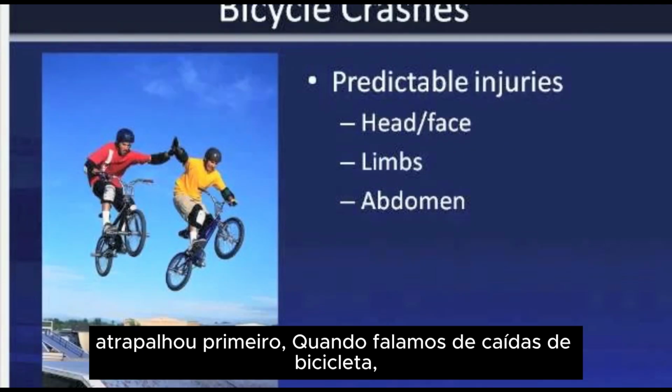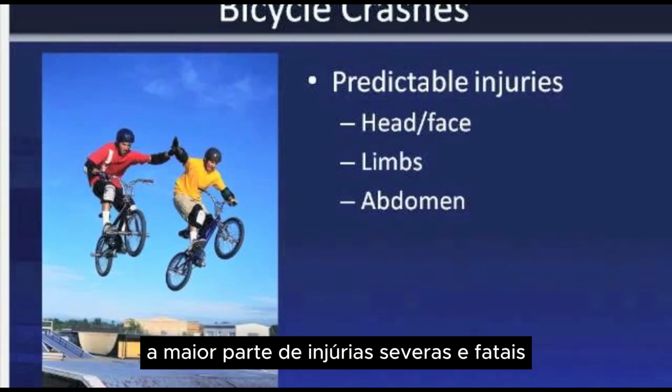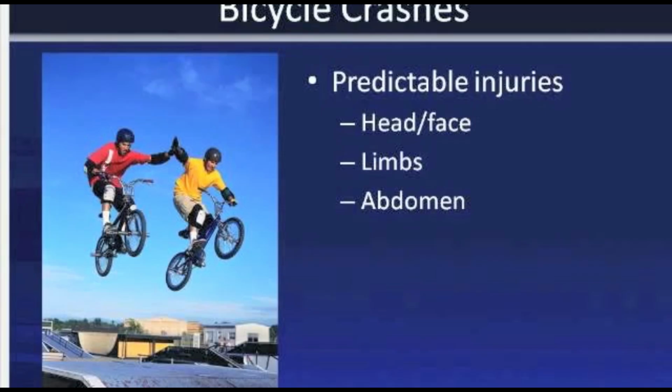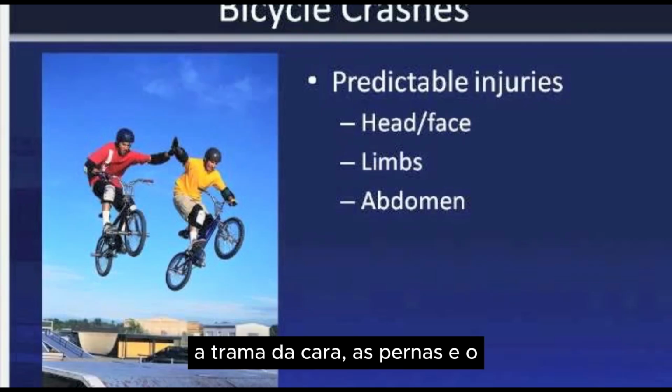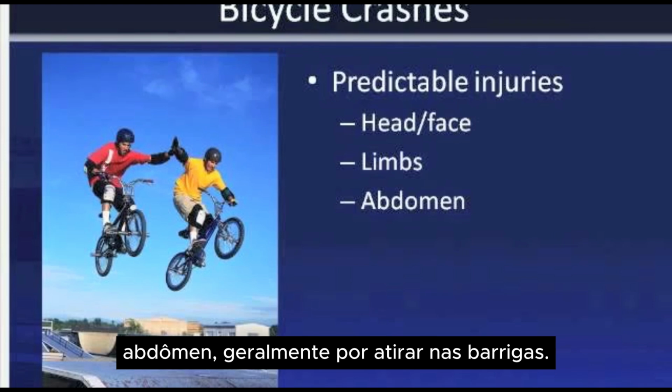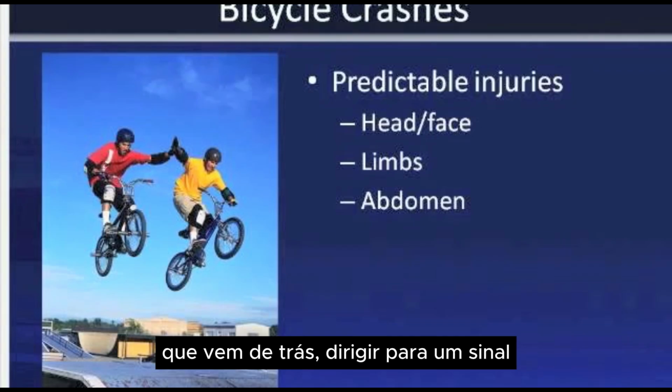When we talk about bicycle crashes, most severe and fatal bicycle injuries involve head trauma. Other injuries associated with bicycle crashes include trauma to the face, limbs, and abdomen, usually from striking the handlebars. Most common bicycle crashes include the following: riding into a street without stopping, turning left or swerving into traffic that is coming from behind, running a stop sign, or riding against the flow of traffic.